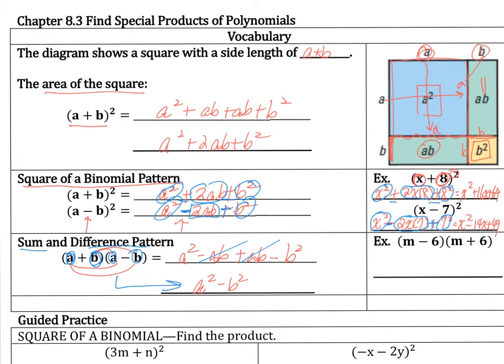the second number. So the example to the right here, we have the sum and difference pattern, m minus 6 and m plus 6. So we could take m, square it, take 6, square it, and put a subtraction sign in between. And then we could further simplify this to be m squared minus 36.